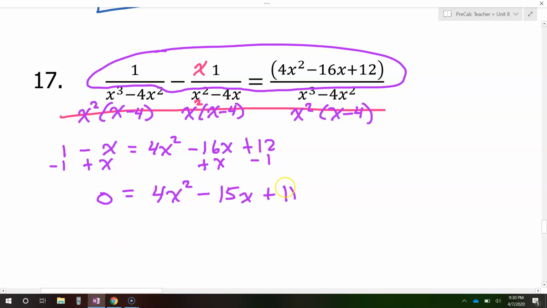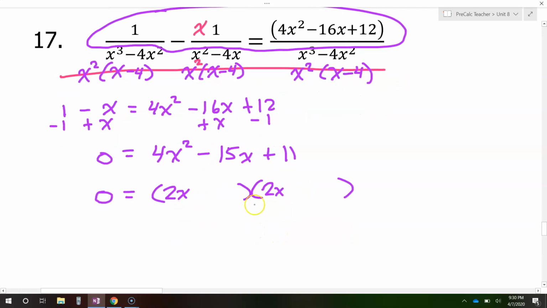Hopefully this is factorable because I don't feel like using the quadratic formula really. All right, fingers crossed, people. 4x squared is a little bit troublesome because this could either be 2x times 2x, or it could be 4x times 1x. So if it doesn't work one way, I'll try it the other way. But I'm going to start off with 2x and 2x.